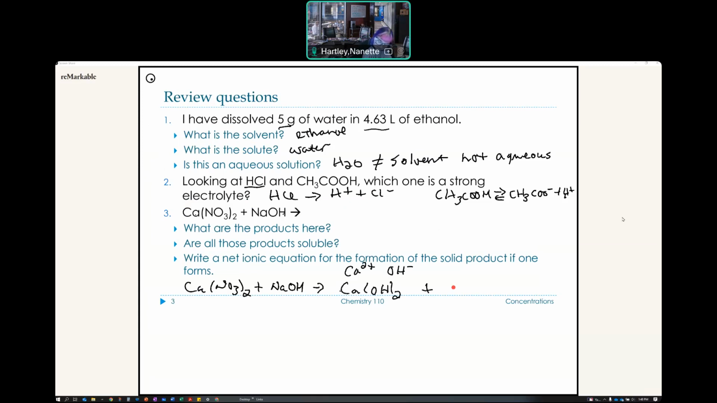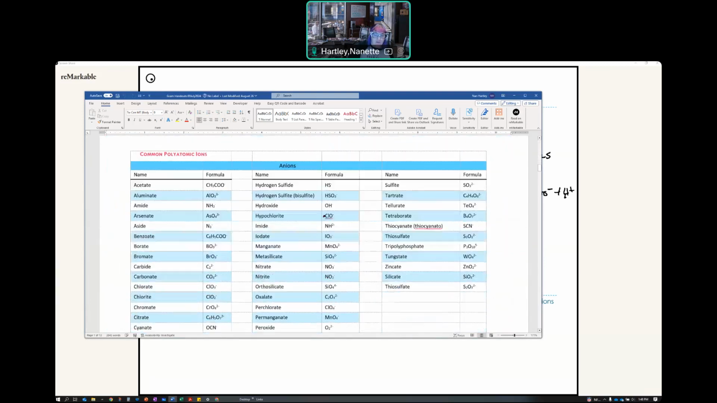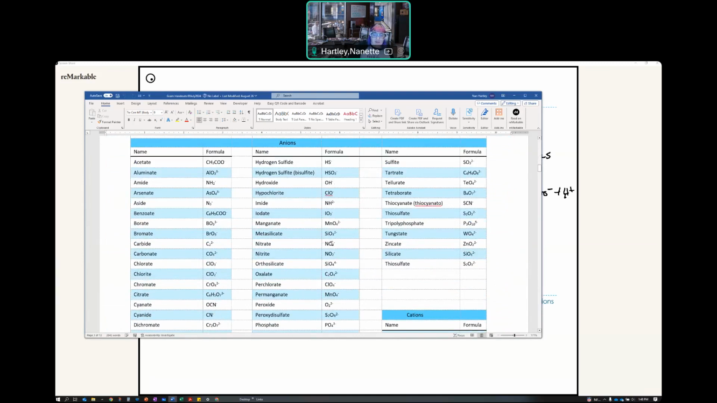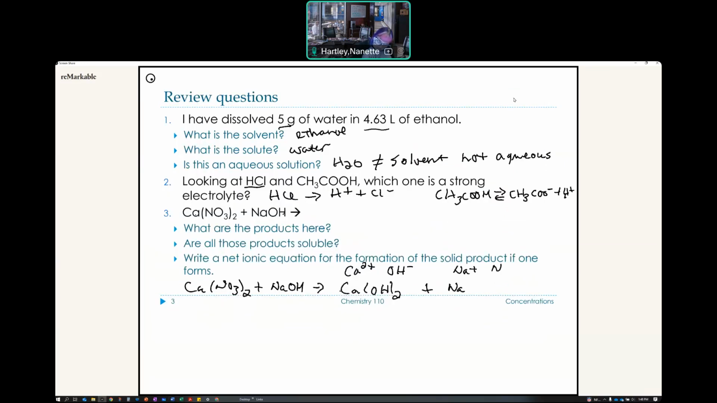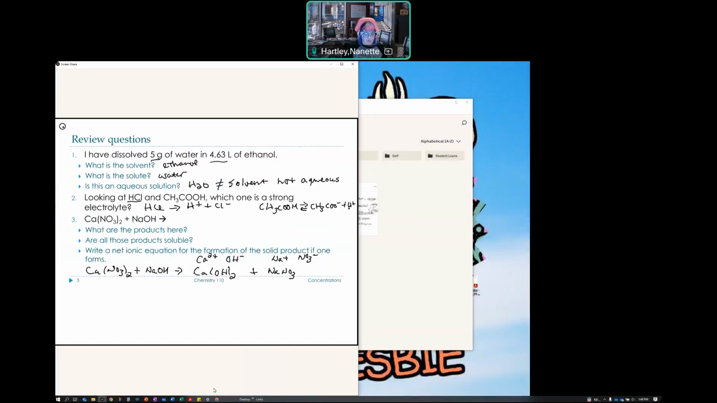And then I'm going to have Na, and of course this is Na+ because he's in that first column. So remember from our periodic table, he's right here. So he's Na+, and of course that NO3- is right there. So it's NO3-, a 1-to-1 relationship. So NaNO3.